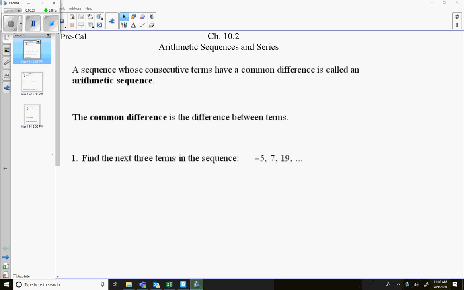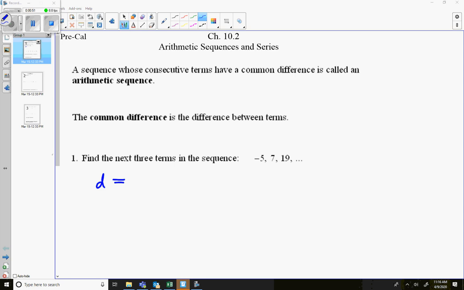So question number one, find the next three terms in this sequence: -5, 7, 19, etc. The trick is to figure out what the pattern is. What is that common difference, if it is an arithmetic sequence, and it is? The way we find it is to take any term minus the one before it.